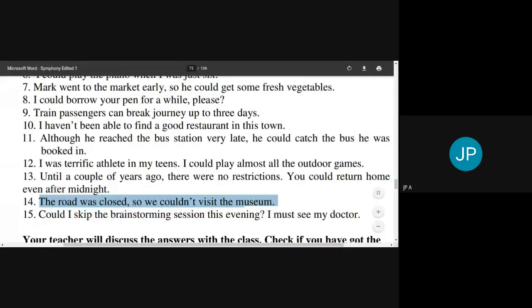The next one is the usage of could in the sense of permission, asking for permission. Could I skip the brainstorming session this evening? I must see my doctor. So that's it. That brings us to the end of this chapter. We will close with a quiz.